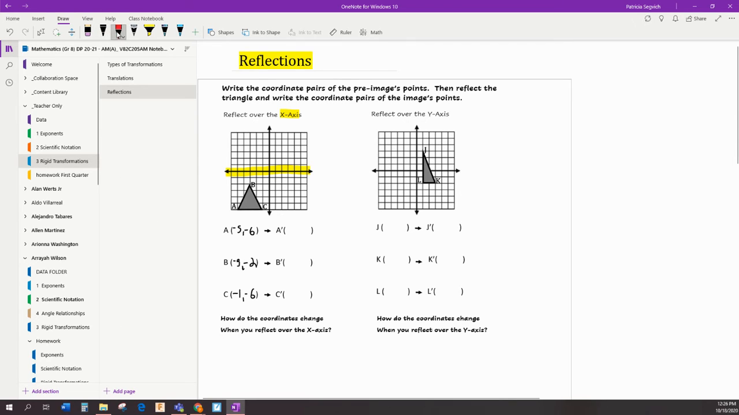I'm going to change colors here to do our image now. So we now need to reflect this, and we're going to reflect it over this x-axis. Remember, we talked about when something is reflected over a line of reflection, each point and its image are the exact same distance from that line of reflection. So if A is 1, 2, 3, 4, 5, 6 down, then A prime is going to be 6 up. 1, 2, 3, 4, 5, 6 up. So this is A prime.